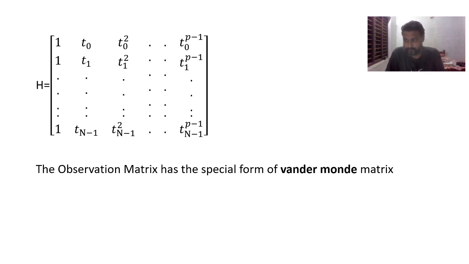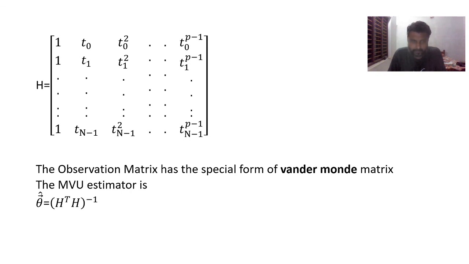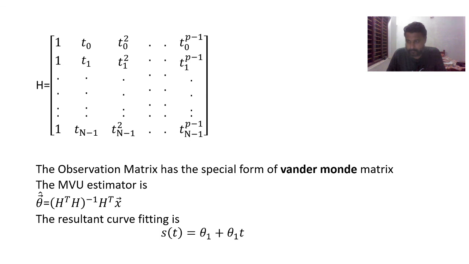The MV estimator is theta cap, the vector theta cap, equal to H transpose H, the whole inverse, times H transpose X. The resultant curve fitting can be represented as S of t equal to theta 1 plus theta 2 t plus and so on, up to theta p t raised to p minus 1. In general, I can write it as curve fitting.